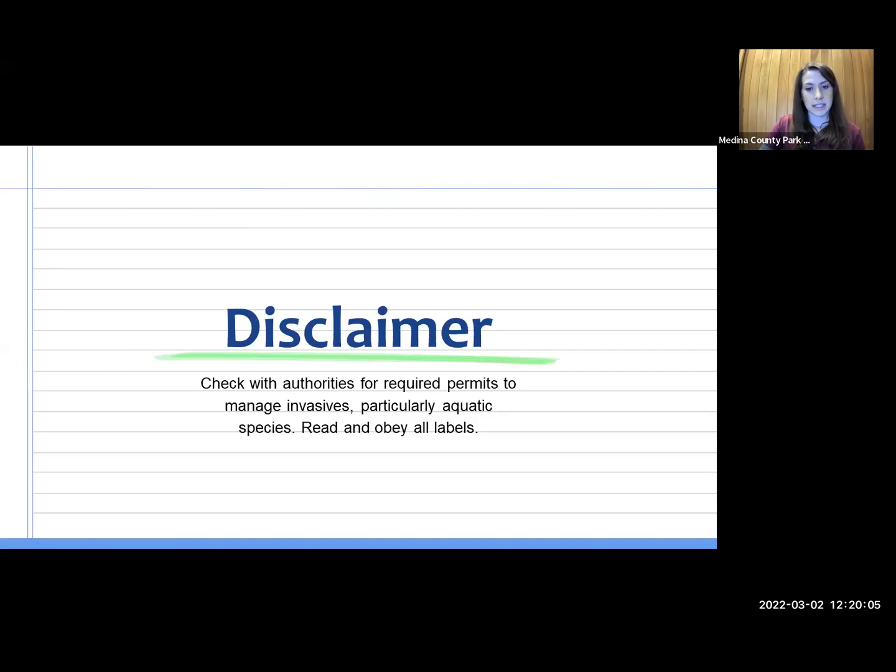So just as a disclaimer, when we talk about the different controls and treatments of these things, it's very important that you check with your local authorities for different permits that are required, especially when it comes to aquatic invasives. There's a lot of laws and rules around that. And anytime you're using any sort of herbicide or pesticide, please read and obey those labels.